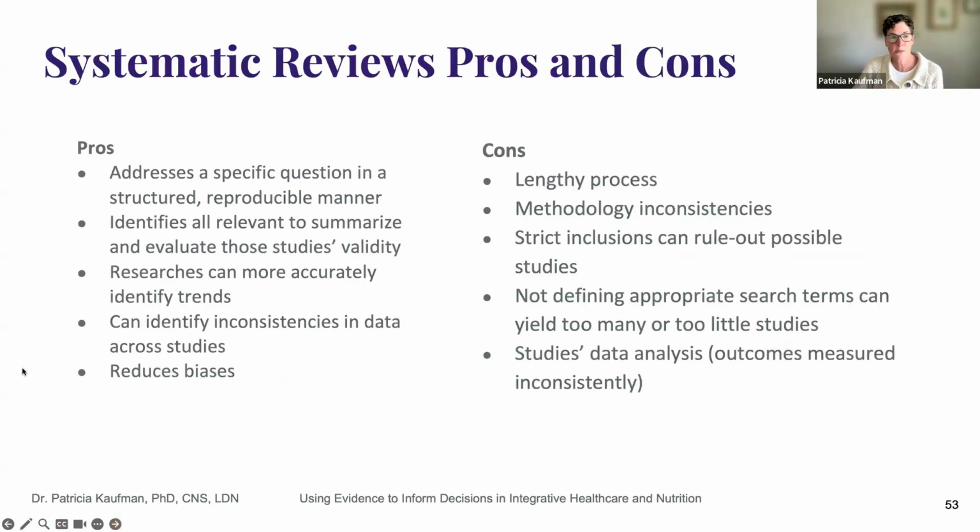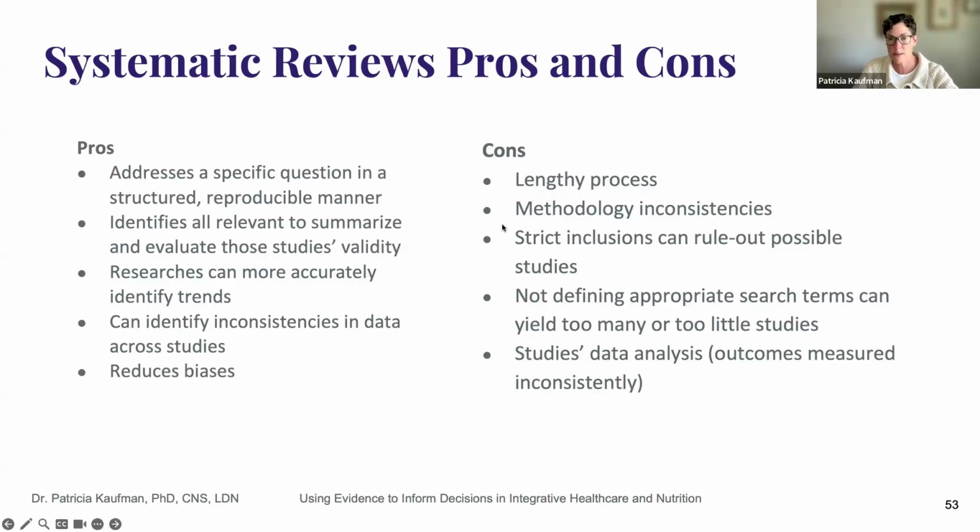The pros and cons of systematic reviews: it addresses a specific question in a structured, reproducible manner, right? The recipe, you can duplicate the recipe, or the making of something, the making of a cake. It identifies all relevant studies to summarize and evaluate. The researchers can more accurately identify trends. It can help with inconsistencies in data across studies, and it reduces biases. Unlike a literature review, where I can just pick which studies I want to include and don't have to really go through an inclusion or exclusion.